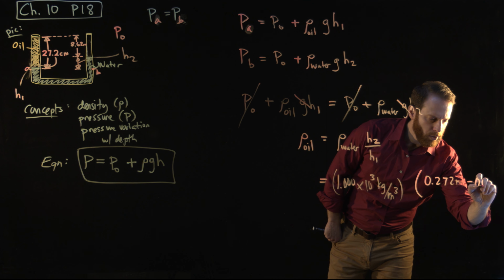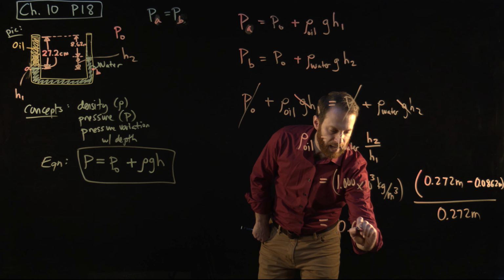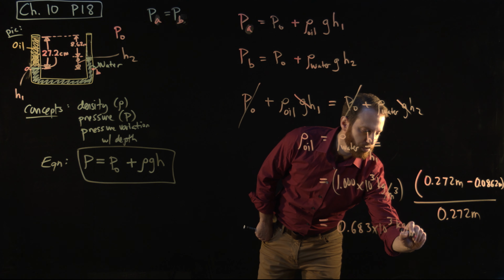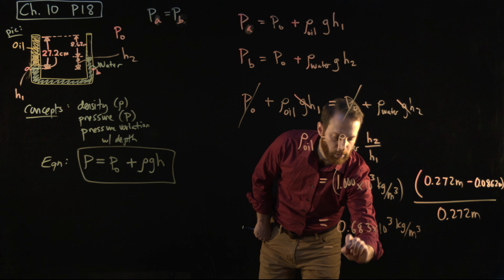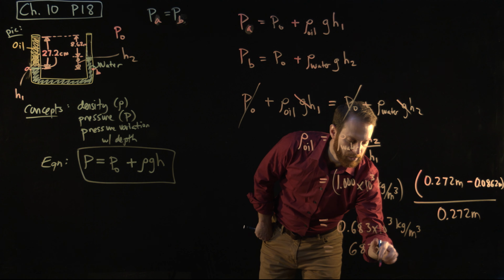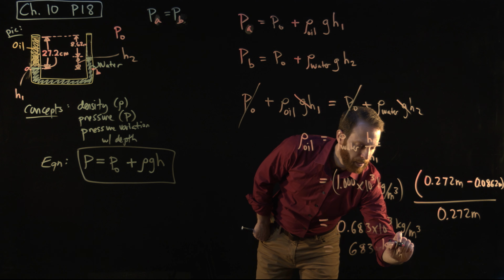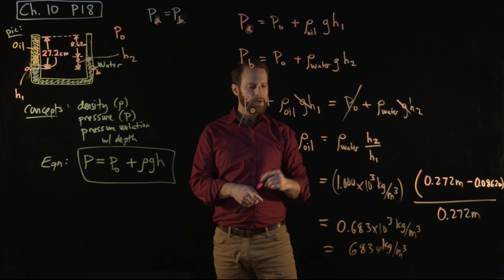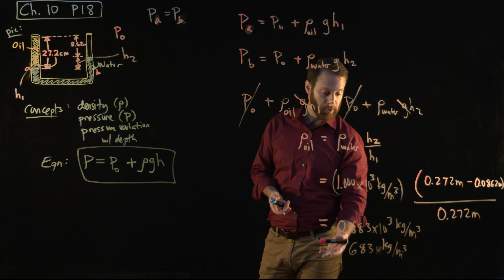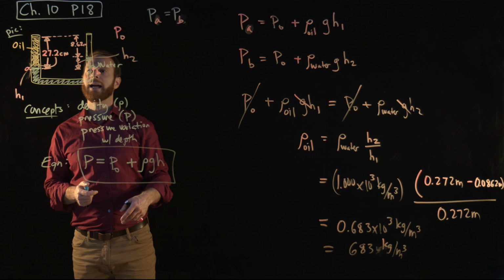Okay, what you find is this comes out to be, depending on how you write it, 0.683 times 10 to the 3 kilograms per meter cubed, or if you like, you can write that as 683 times 10 to the 0. In other words, 683 kilograms per meter cubed, and then we just stop and do a sanity check. How does this compare with water? Well, water is 1,000 kilograms per meter cubed. This is 683. It has a lower density. Does that make sense? I think so.